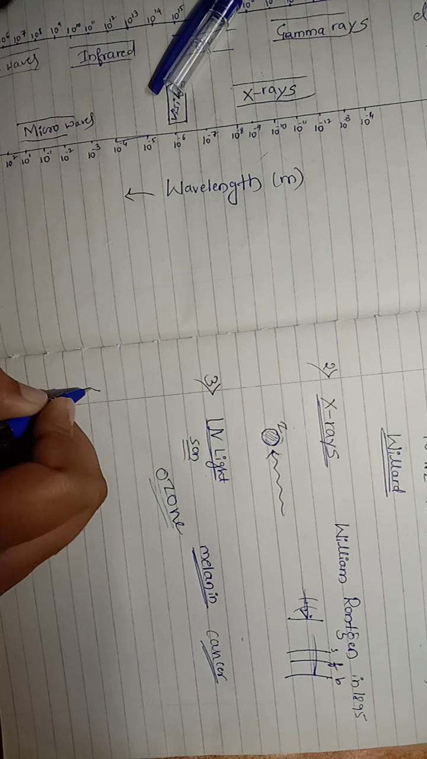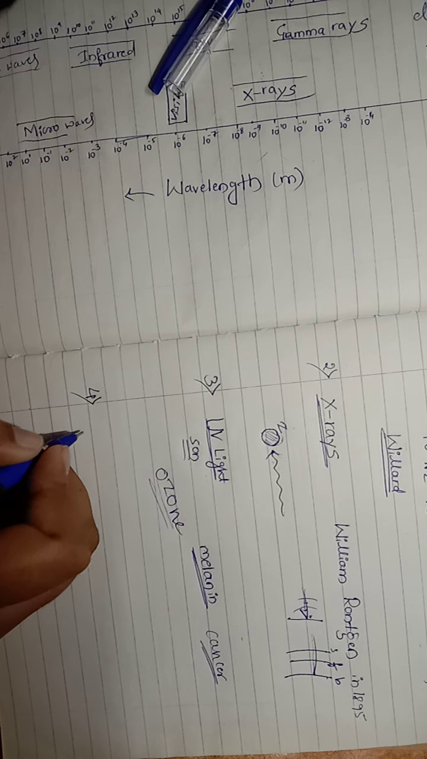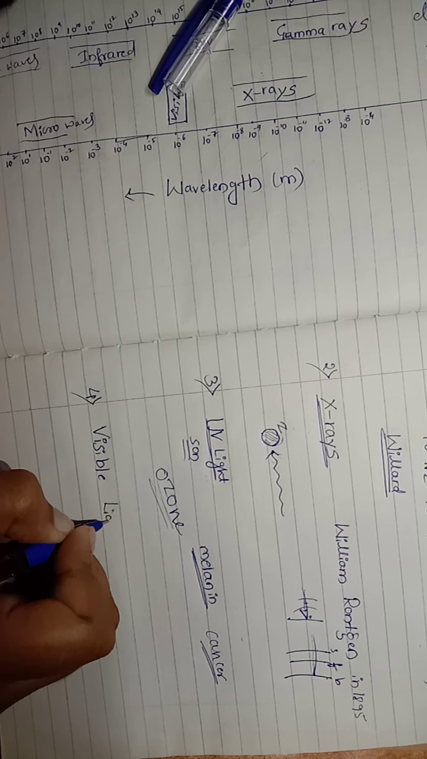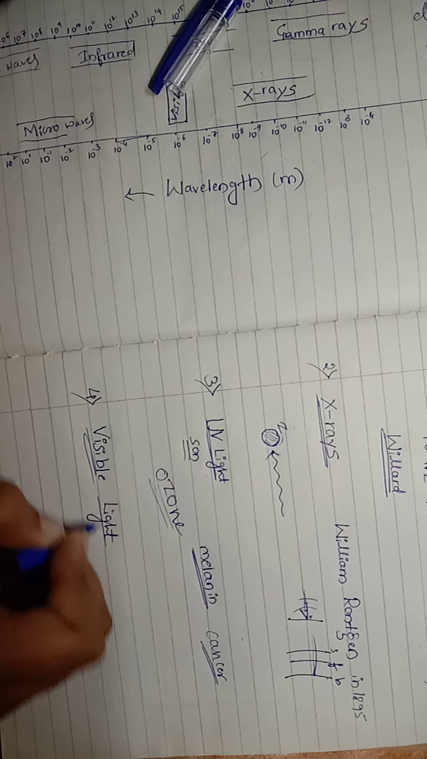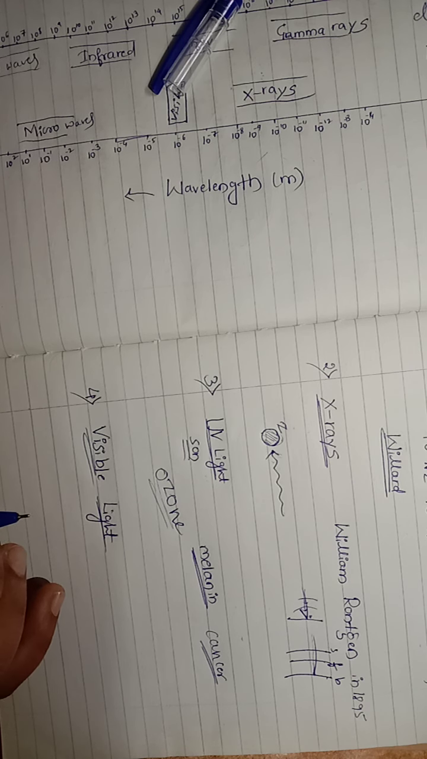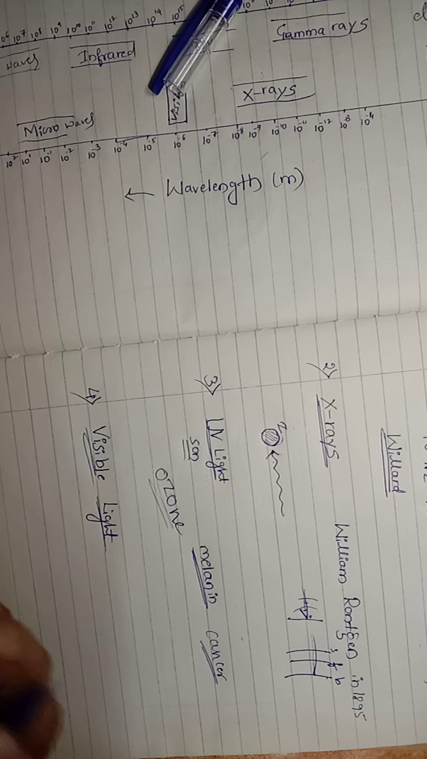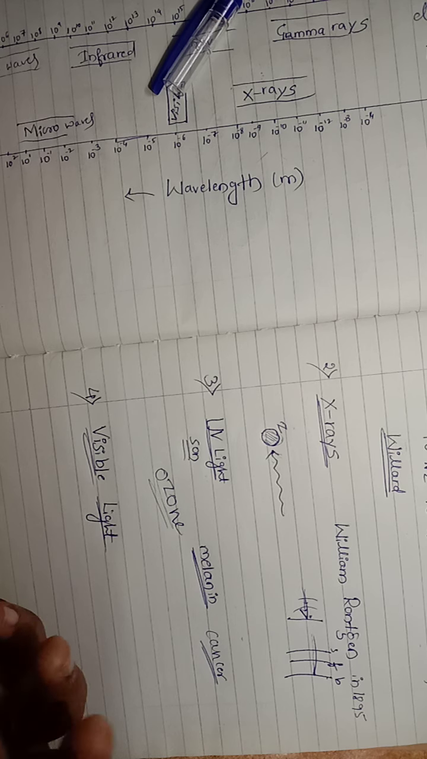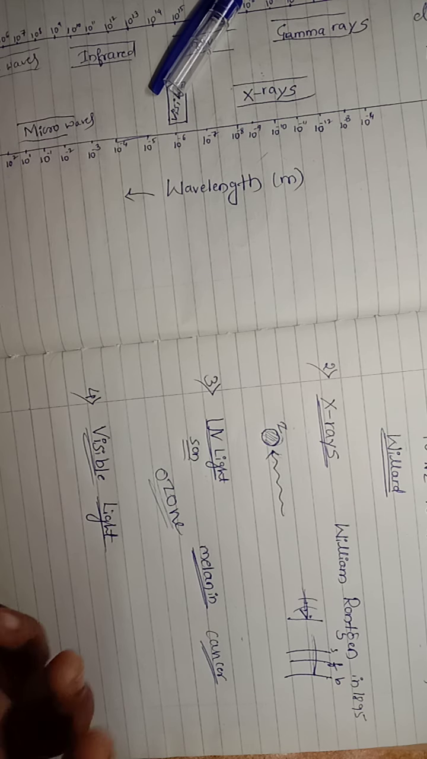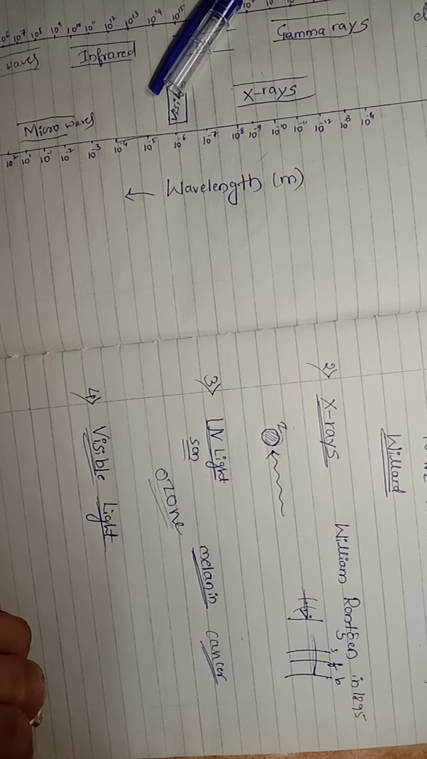Okay, so next, moving on, the visible light. Fourth one is what? Visible light. As you already know the frequency and wavelength of visible light. So visible light is nothing but what? The light which is visible for us, because these X-rays, gamma rays, UV, infrared, radio, micro, we cannot see them. So whatever light is visible for our eyes is nothing but visible light.